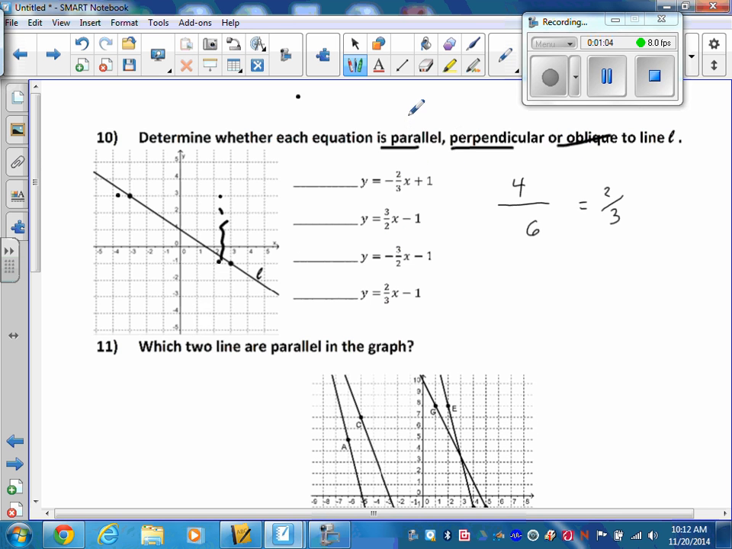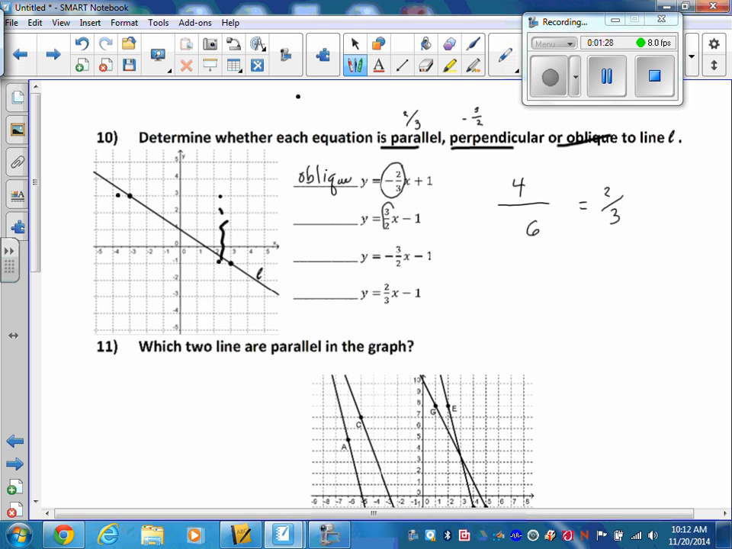So for the parallel lines, it will be 2/3, and for the perpendicular lines, it will be -3/2, and if it's neither one of those, it will be oblique. So the slope on this one is -2/3. So that's not parallel and it's not perpendicular, therefore it is oblique.